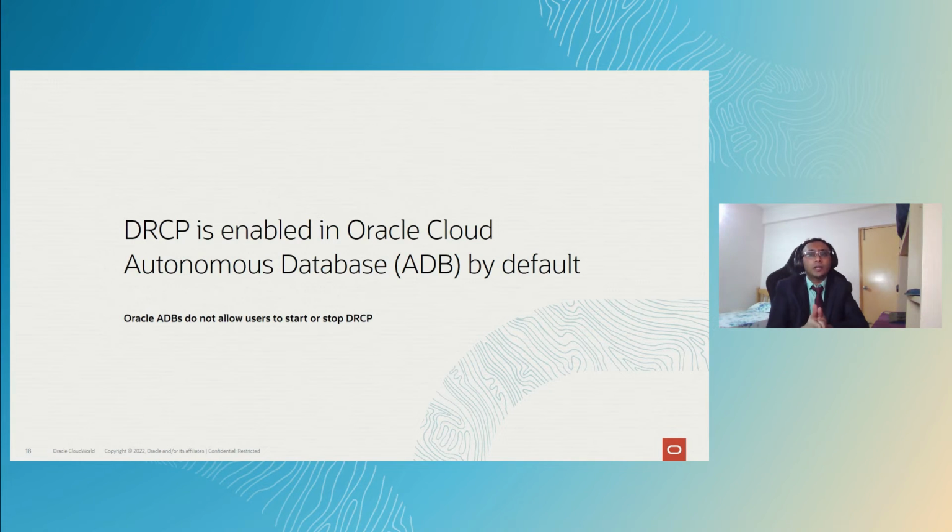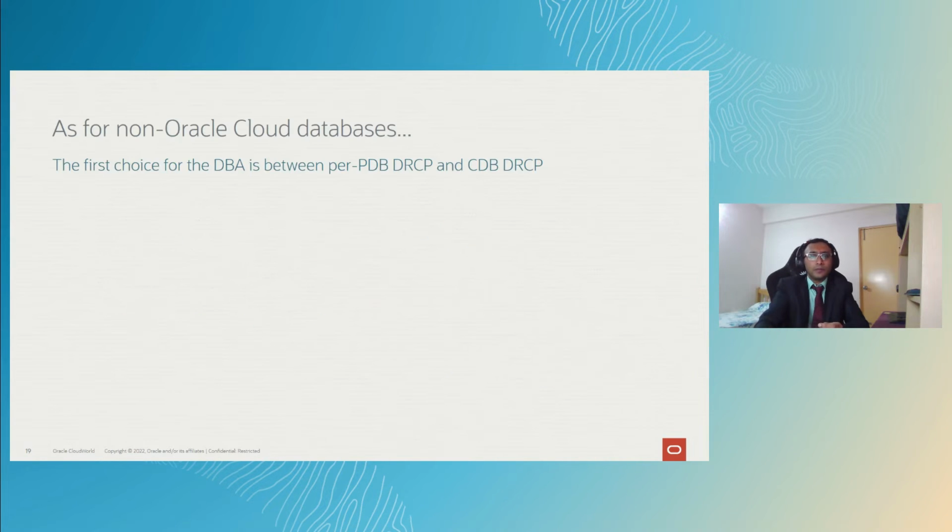Now, right off the bat, when you bring up an Oracle Cloud Autonomous Database, DRCP is enabled by default. So the database administrator does not have to do anything. And the Oracle database and the database administrator user will not be allowed to start, stop, or even configure the DRCP feature.